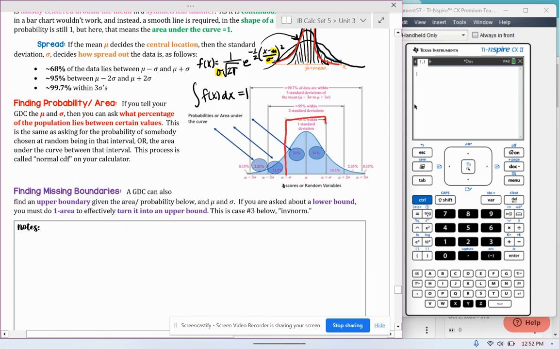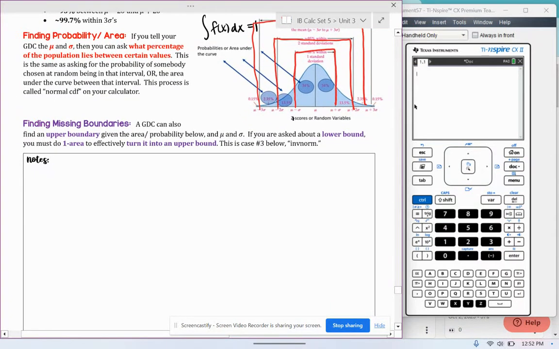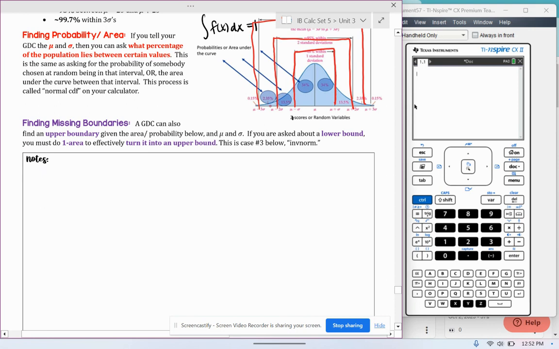We know that within one standard deviation of the mean, we got 68% of the data. Within 2 standard deviations of the mean, we have 95% of the data. And within 3 standard deviations of the mean, we have 99.7% of the data. Okay, so we can use our knowledge of normal distributions in order to find some other bounds, right? What percentage of the data is in between x1 and x2? We can use our knowledge of normal distributions to find something like that.